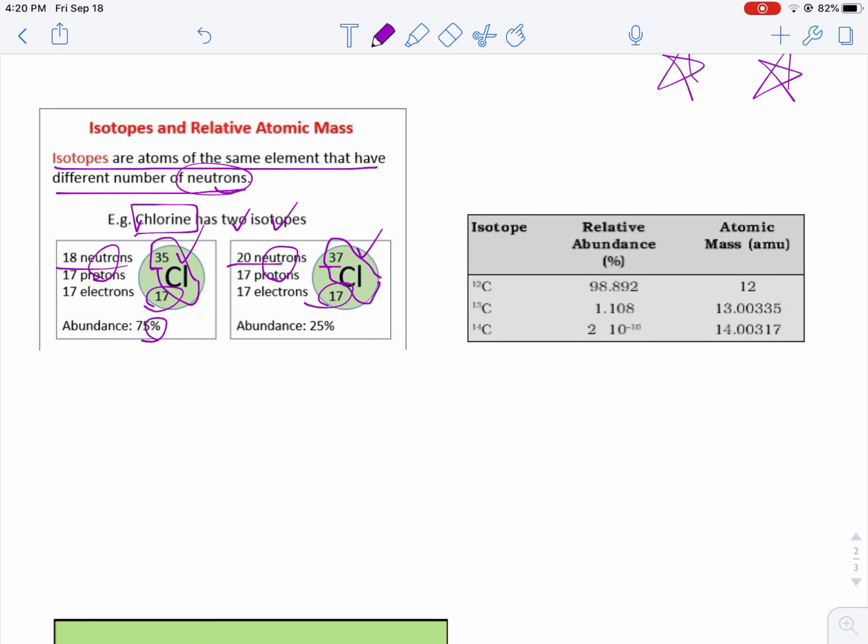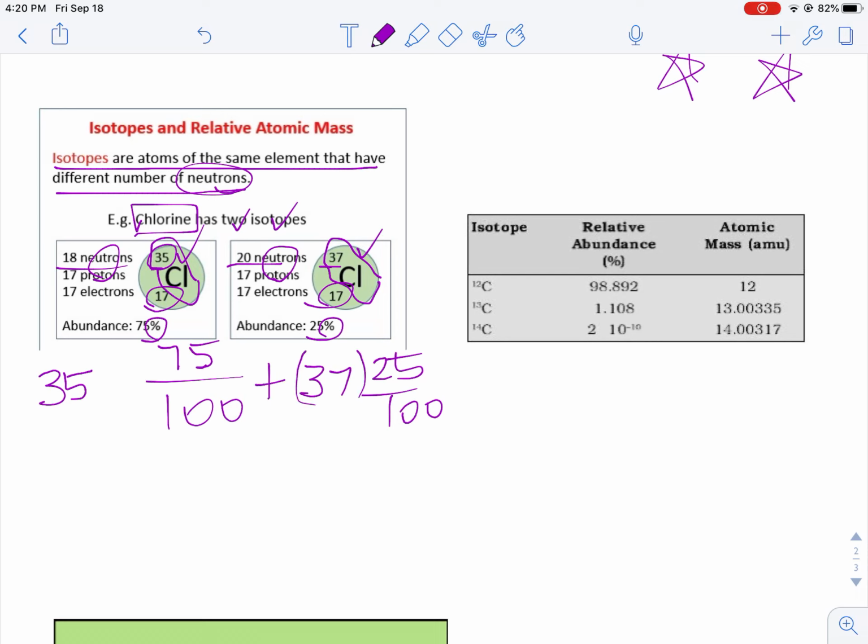Now, when you look at the abundance, percent means out of 100. So 75 out of 100 atoms are going to have the mass of 35, and 25 out of 100 atoms are going to have the mass of 37. So how do I now figure out what the average is? Well, we're basically doing our math here.